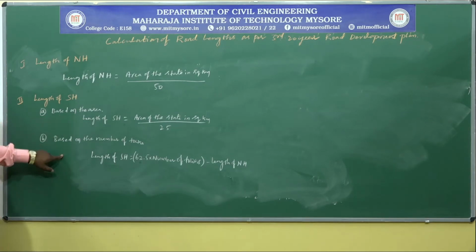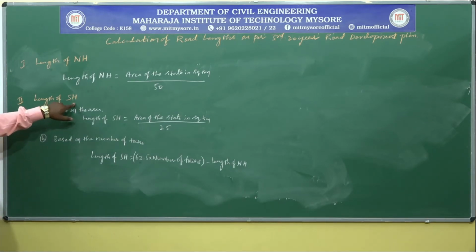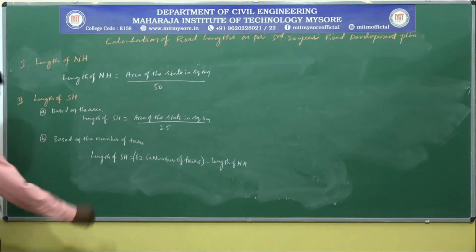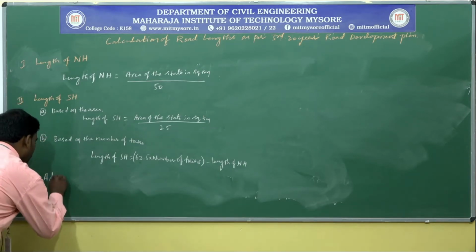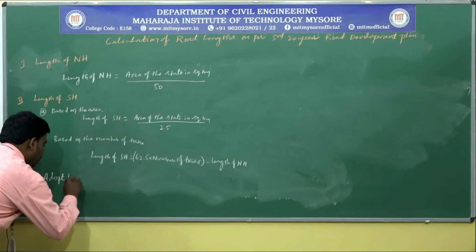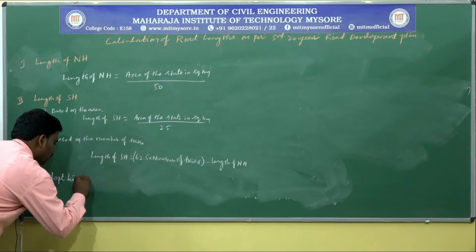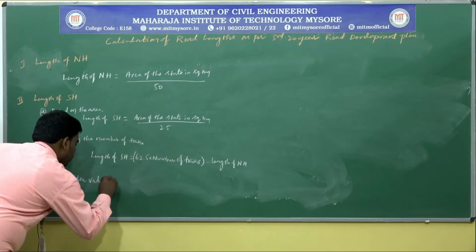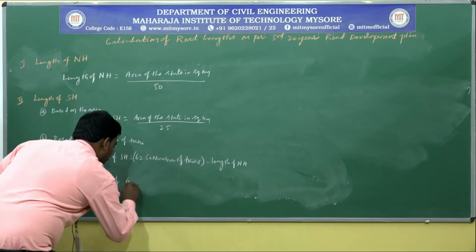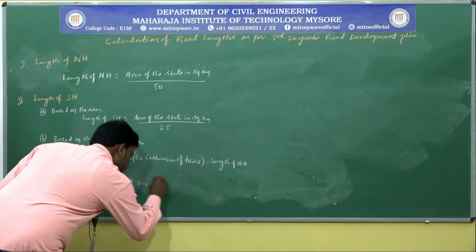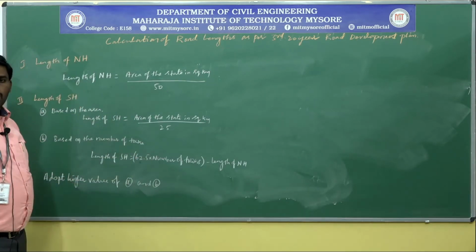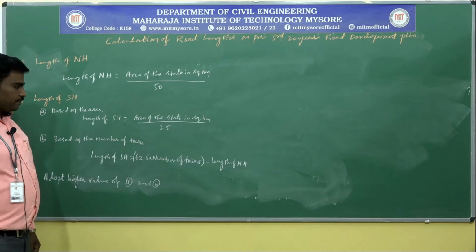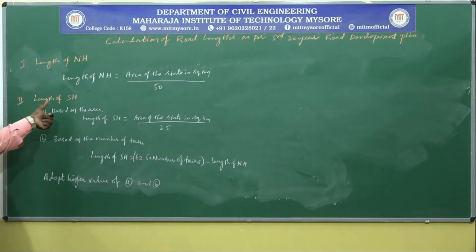So for A and B, for the length of state highway we are going to adopt the higher value of A and B. Is it clear? This is regarding the length of SH, that is the second step.